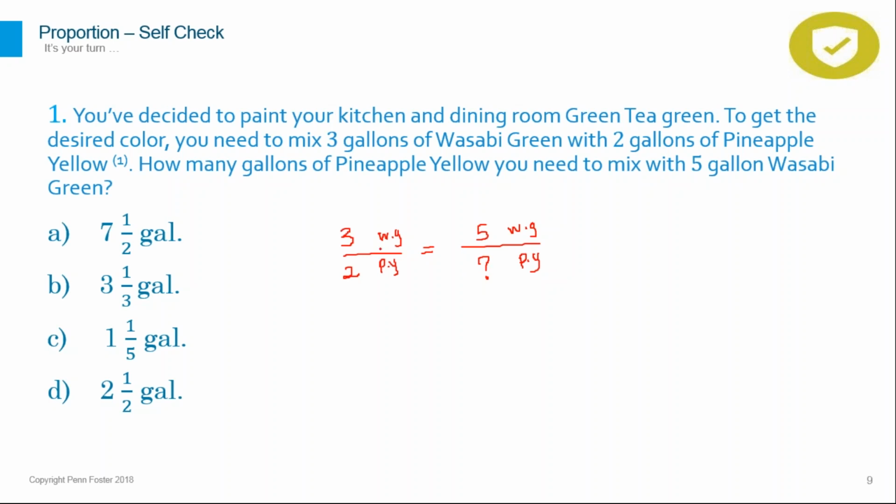Okay, and then I have 3 values known, 1 unknown, multiply and divide. So I can rewrite my problem as the number of gallons of pineapple yellow equals 5 times 2 on the top over 3, and then the answer will be 3.3333, or 3 1/3 of a gallon.